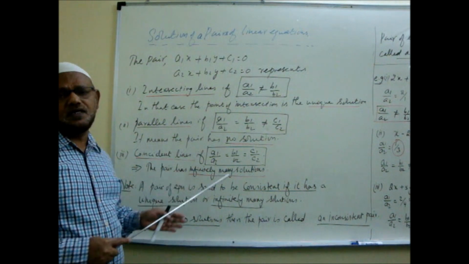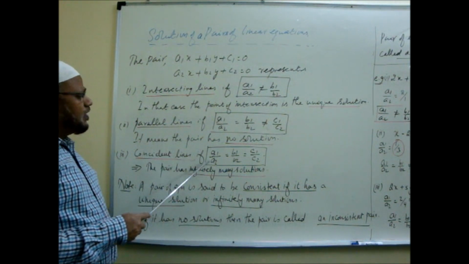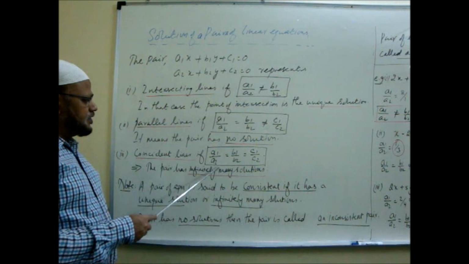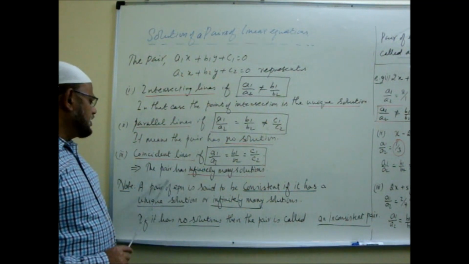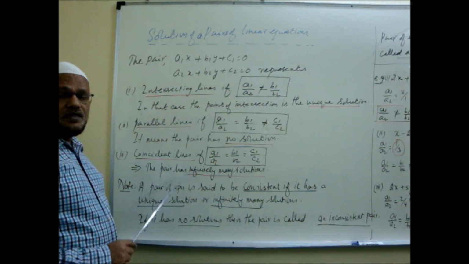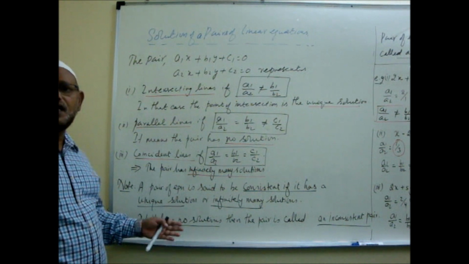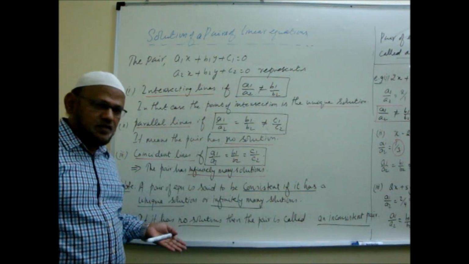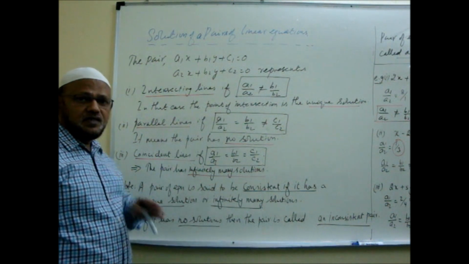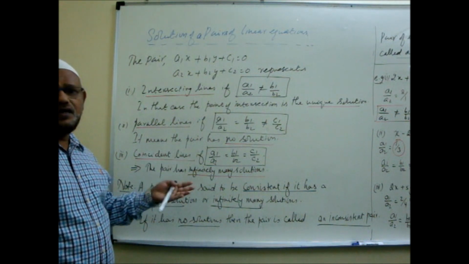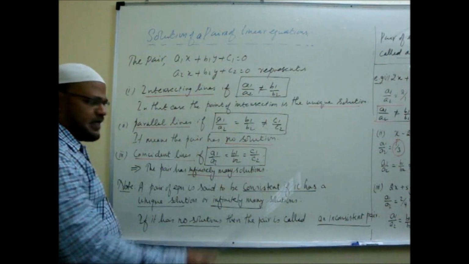Next one is the lines will be coinciding. The pair will be a pair of coincident lines. When it will be coinciding, all the three ratios are equal, meaning a1 by a2 is equal to b1 by b2 is equal to c1 by c2. If it is like that, then the pair will be a pair of coincident lines. Coincident lines intersect at every point. We know the point of intersection is the solution. So every point they intersect means infinitely many solutions. All the points on those lines are solutions to that pair.